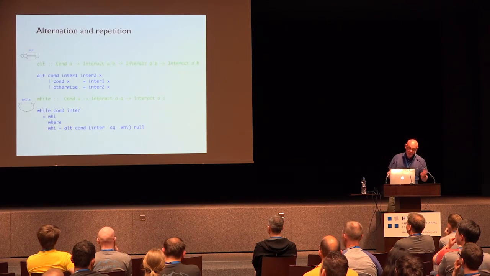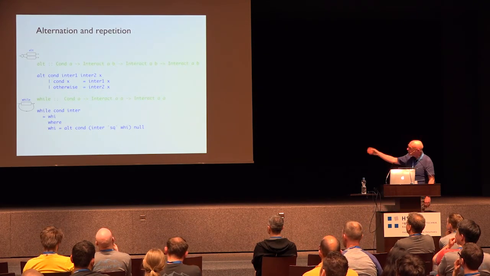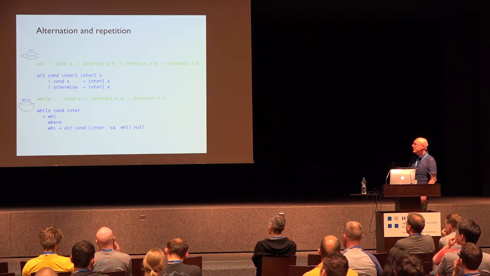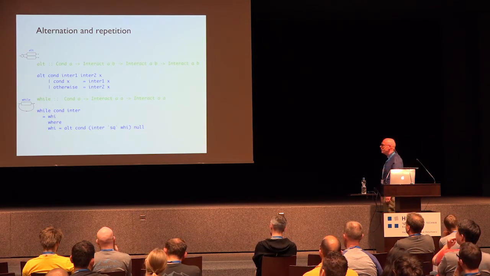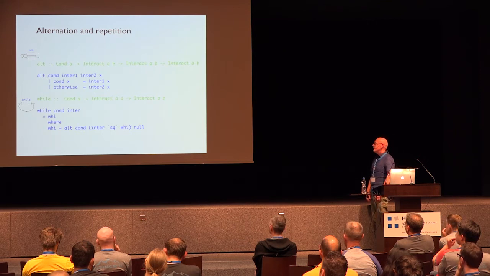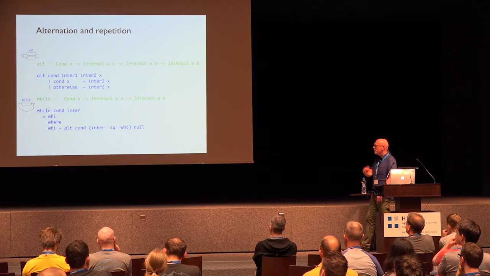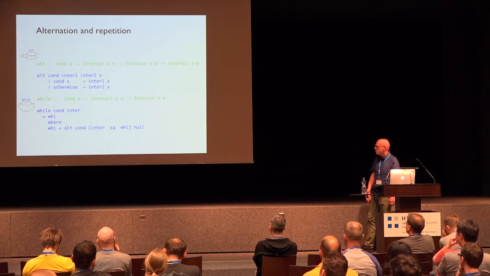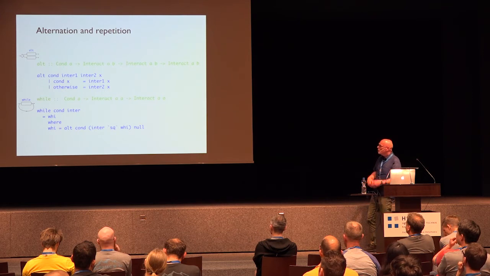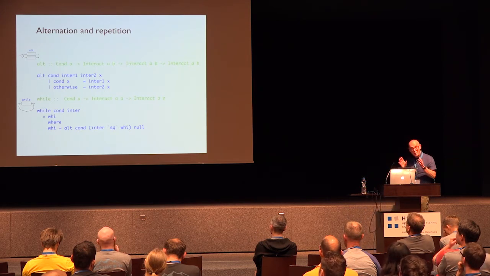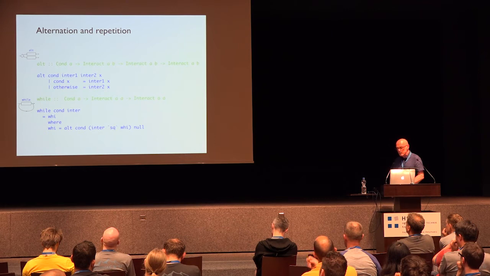And then we've got alternative, and we get nice definitions like this. So while is just defined, we can define in this sort of almost algebraic way. So while you apply alternative to the condition, and then if it's true, you do the interaction and call the recursive function recursively, otherwise you do nothing. So we get these nice ways of structuring our interactions.